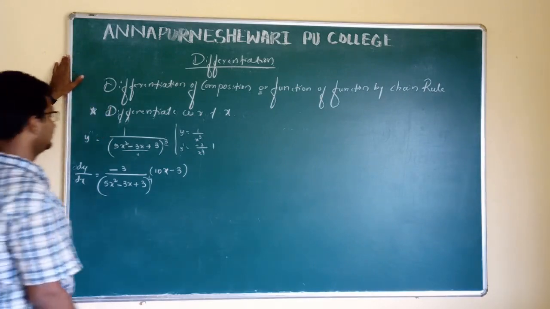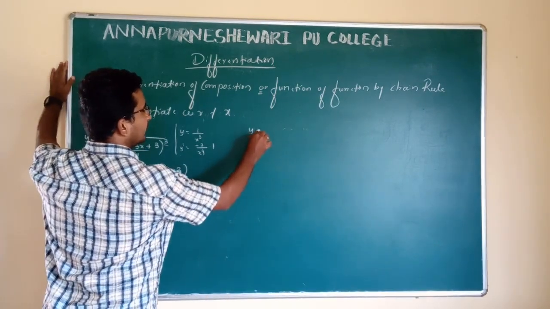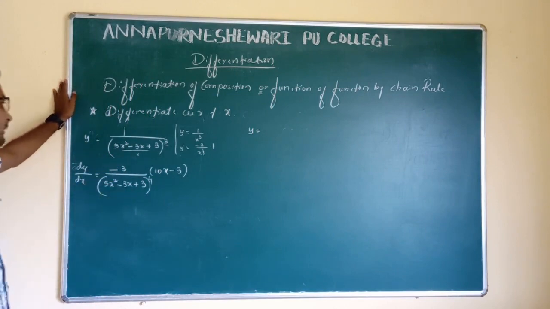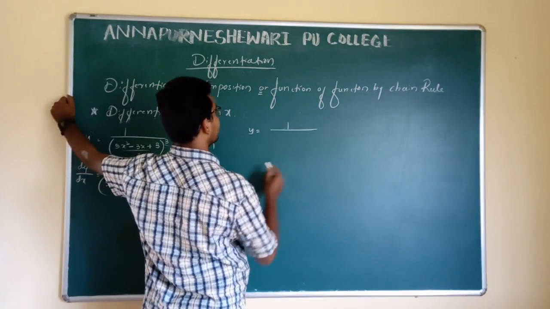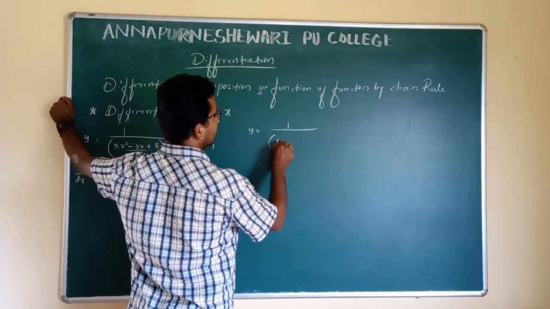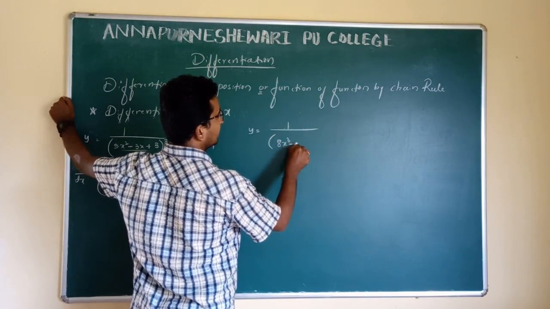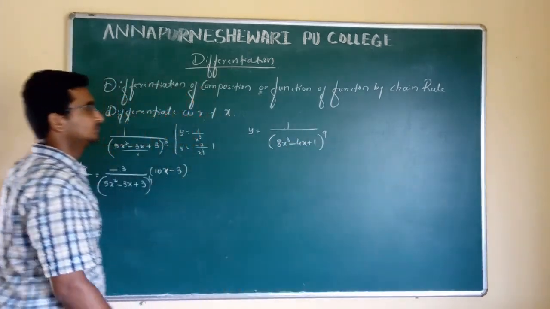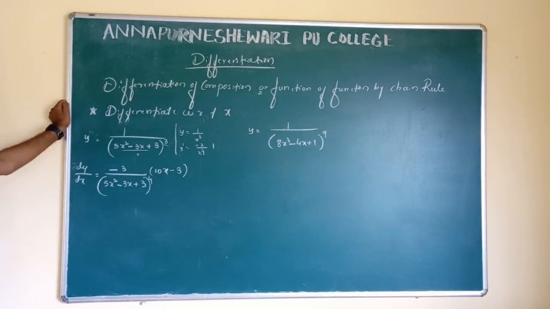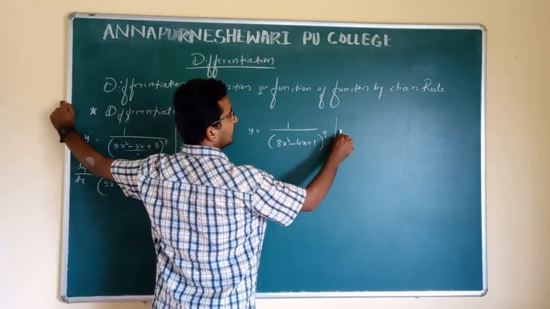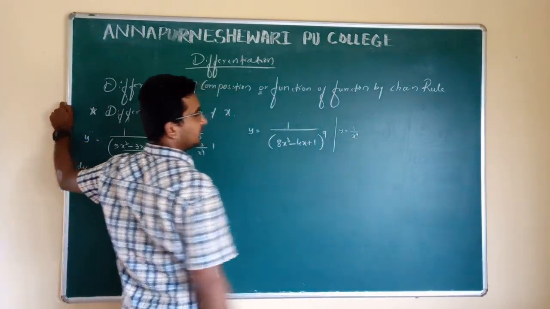Shall I take one more example? The next one, that is y equal to, I think this is the example, I don't know the number actually, so you only keep on putting the example numbers. Okay, y equal to 1 divided by (8x cube minus 4x plus 1) raised to 9. Then how are we going to do this example? This is also 1 divided by x raised to 9.